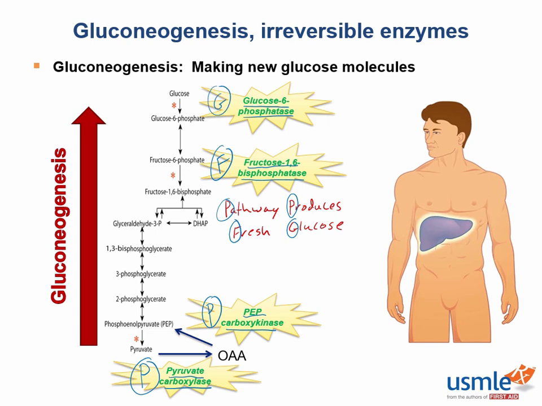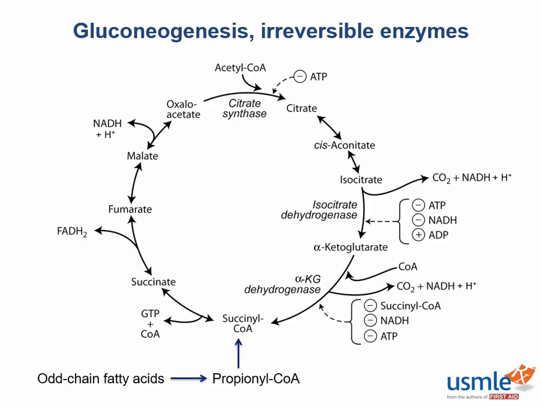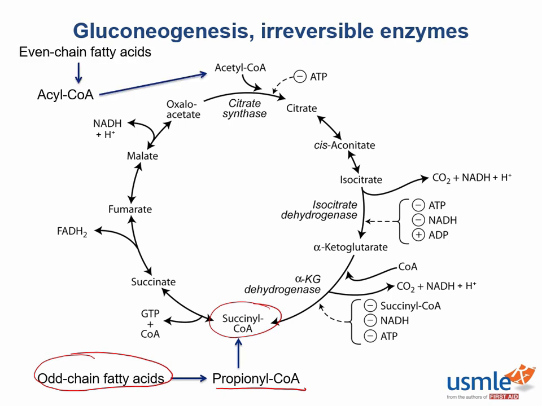Now with all that said, is there any other way we can actually make glucose molecules? Well, here we see our TCA cycle, and odd chain fatty acids can serve as glucose sources since they yield propionyl-CoA, which can enter the TCA cycle as succinyl-CoA, as you see here. Now this is in contrast to even chain fatty acids, which cannot be used as a glucose source since they can only be broken down into acetyl-CoA and then disappear as CO2 by the time it reaches oxaloacetate.